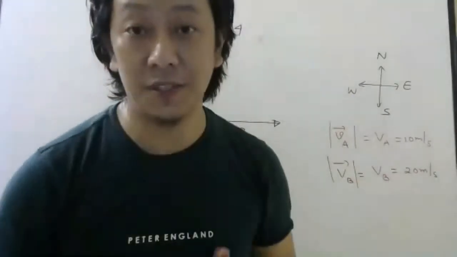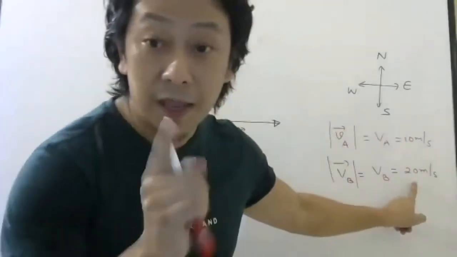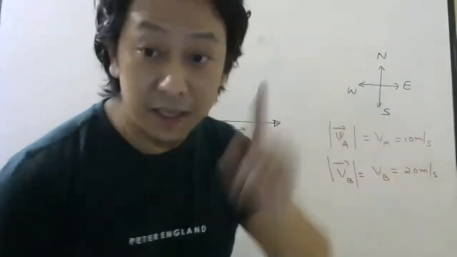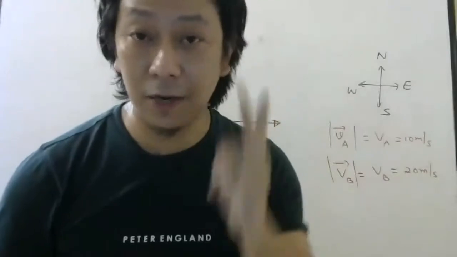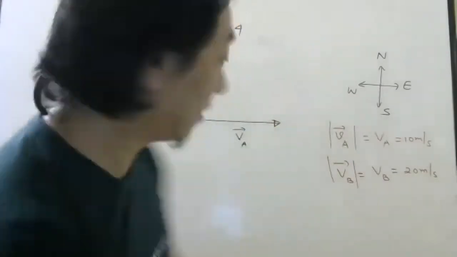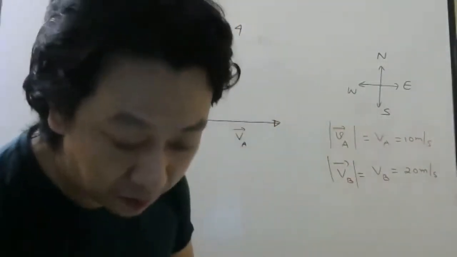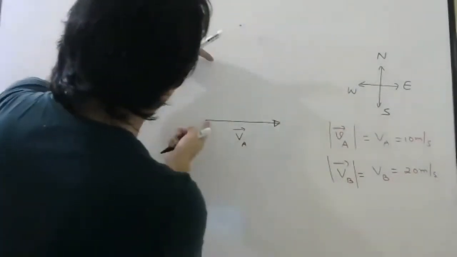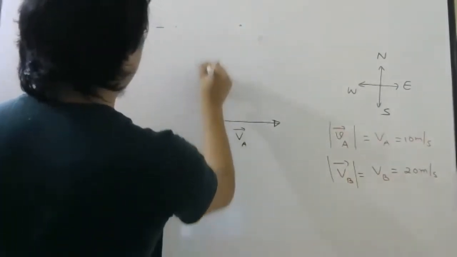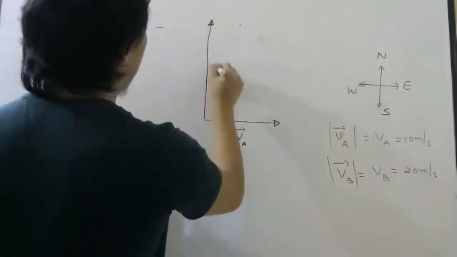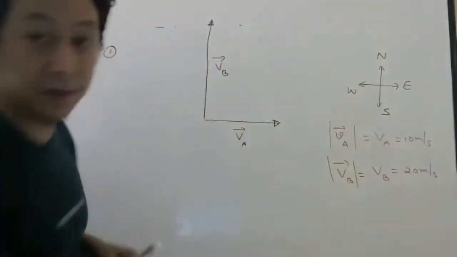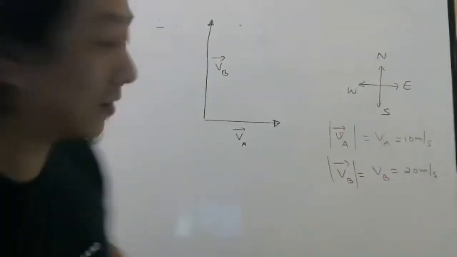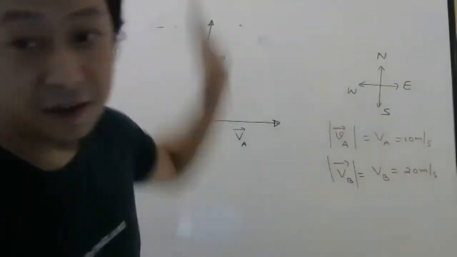Now, how much should the length be? Since the magnitude is 20 and the first one you have already drawn for 10, the second one must be double. You cannot draw any length you want. So the first one is this much, and the second one must be double. So this much is 10, and another 10. Something like that. So this will be the velocity of the second car.